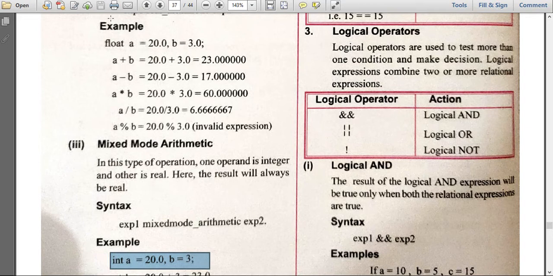Is that clear, logical operators? Yes. Yes, okay.